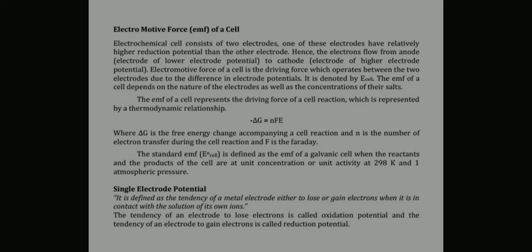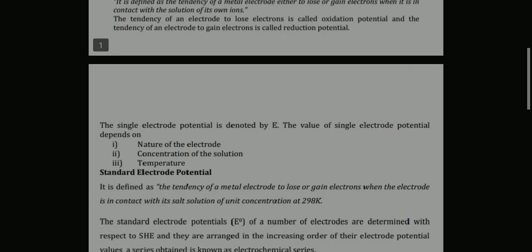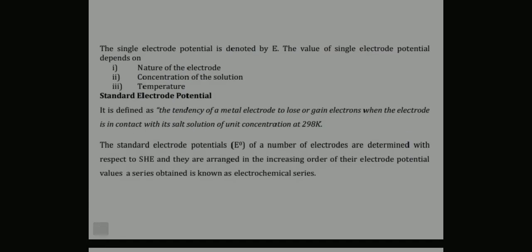In order to solve some of the problems on the Nernst equation and for the derivation part, you have to remember this basic concept about oxidation, reduction, anode and cathode. Okay, so the next thing is single electrode potential, which is denoted by E, and its value depends upon the nature of the electrode, the concentration of the solution, and third, the temperature.